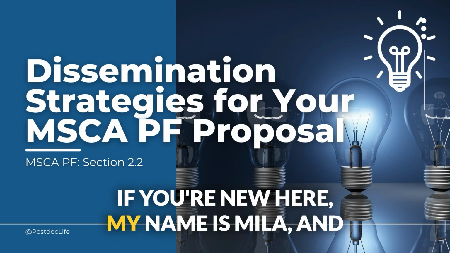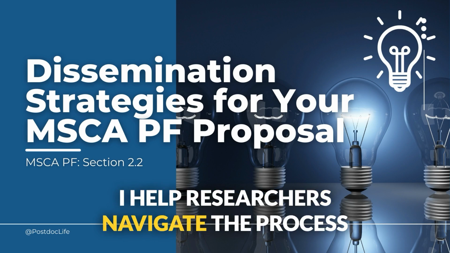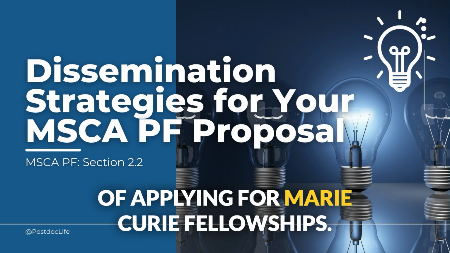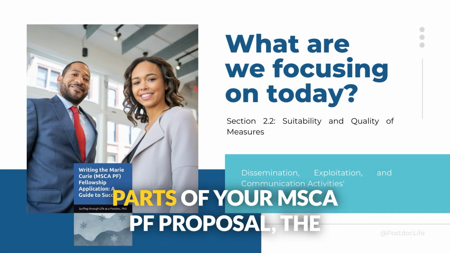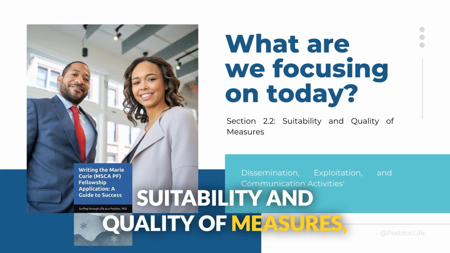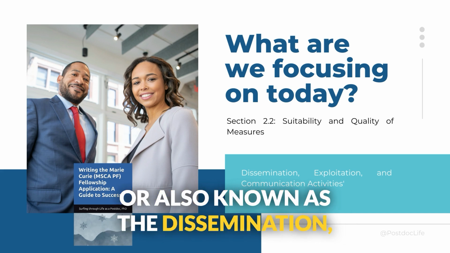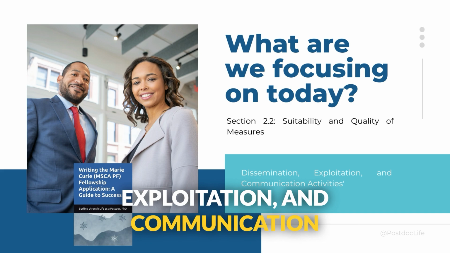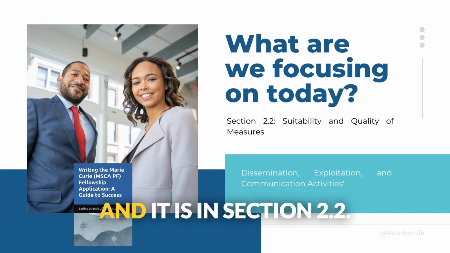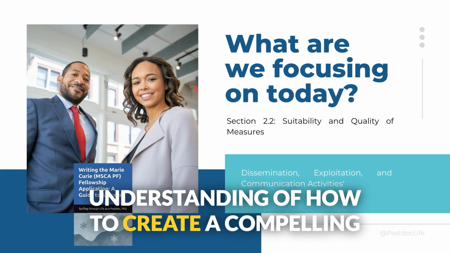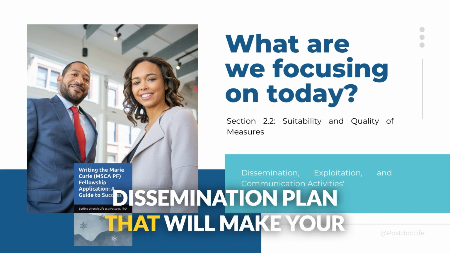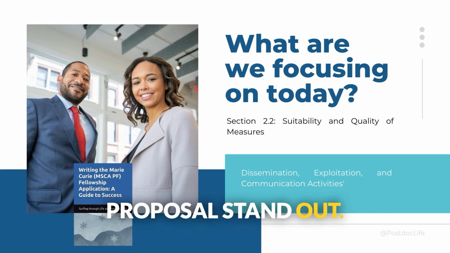If you're new here, my name is Mila and I help researchers navigate the process of applying for Marie Curie Fellowships. Today we are focusing on one of the critical parts of your MSCA PF proposal, the suitability and quality of measures, also known as the Dissemination, Exploitation, and Communication Activities section. It is in section 2.2. By the end of this video, you'll have a clear understanding of how to create a compelling dissemination plan that will make your proposal stand out.